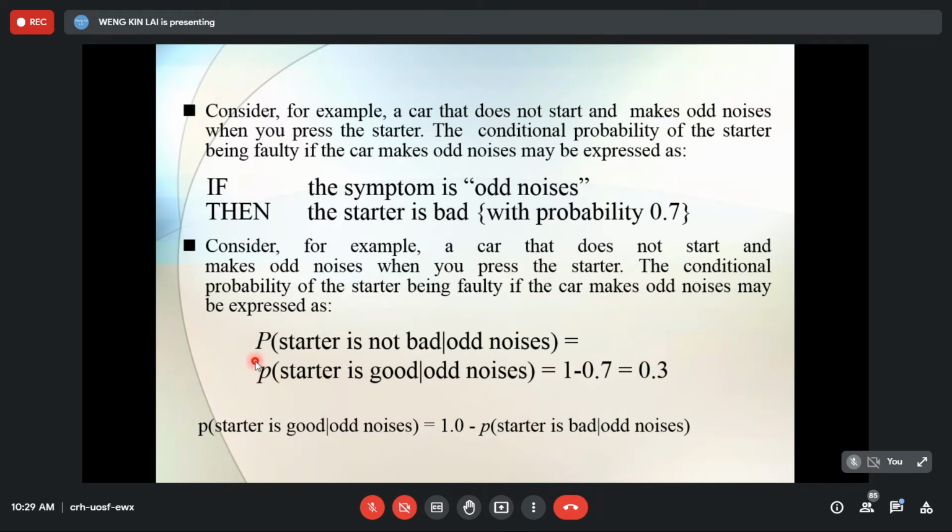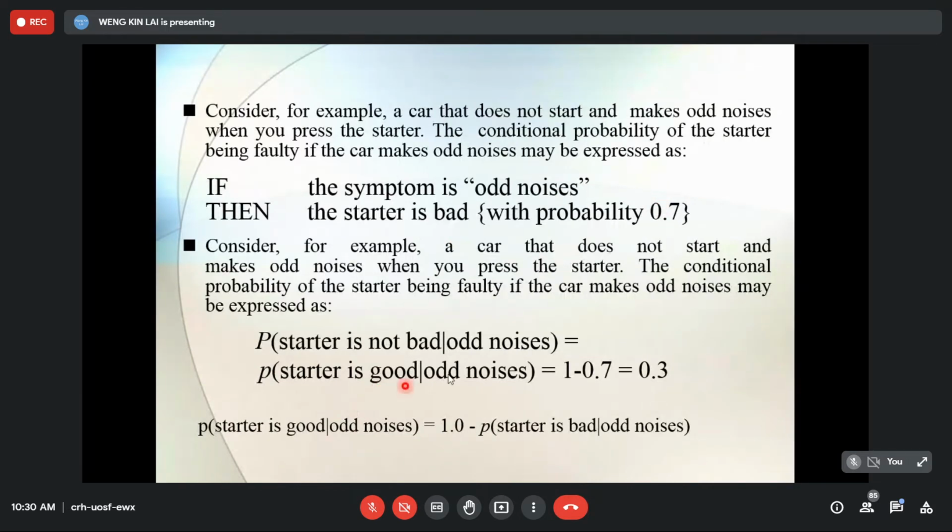The posterior probability, or conditional probability, that the starter is not bad given that the starter makes some odd noises. I think they're just playing with the words. Not bad actually means good, right? So it equals the starter is good but the car still gives odd noises. So the top is a bit different. This one equals 0.7, but this is for the starter being bad, and the symptom is that it makes odd noises. So what are the chances the starter is bad, given that the evidence is some strange sound coming from the car when you start it, which is 0.7.